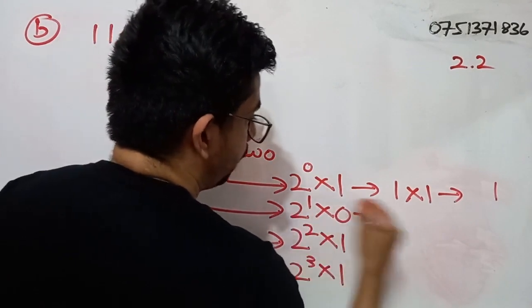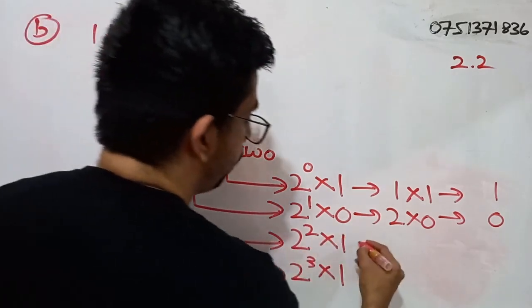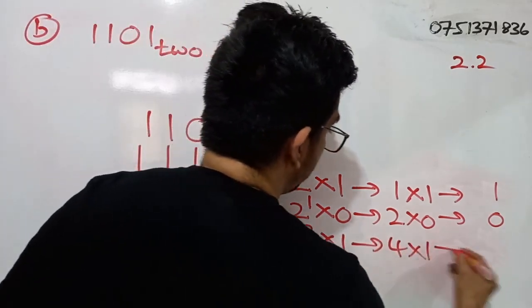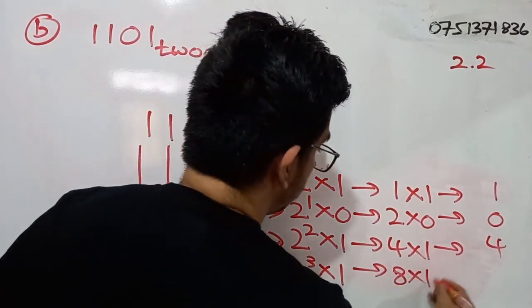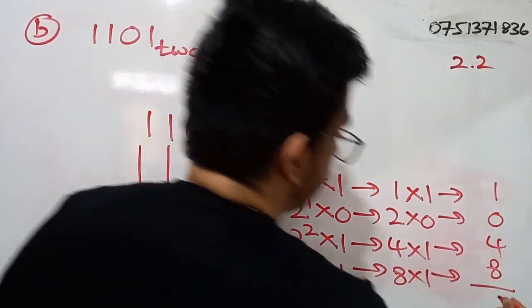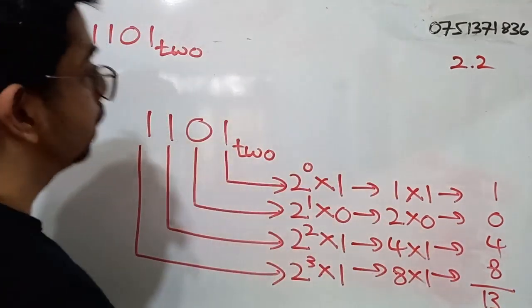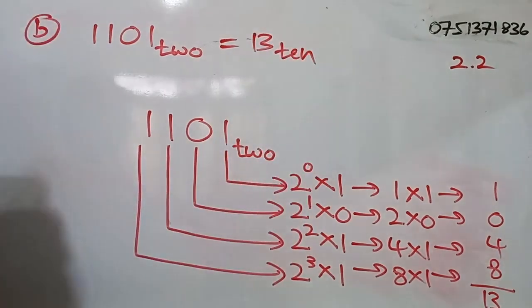Here 2 to the power 1 is 2. 2 into 0, what do we get? 0. 2 to the power 2, that is 4. 4 into 1, we get 4. 2 to the power 3, that is 8. 8 into 1, we get what? 8. When we add these numbers together, we get what? 13. So here the answer is what? 13. Don't forget to mention the base.